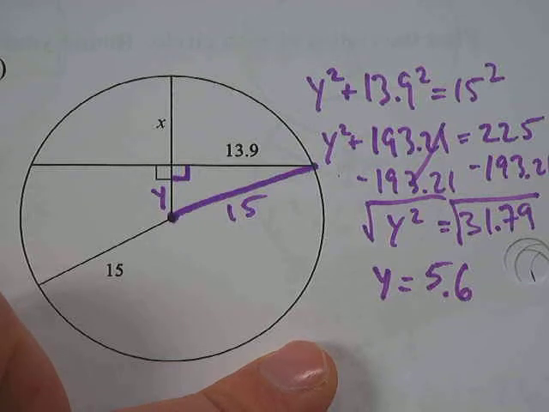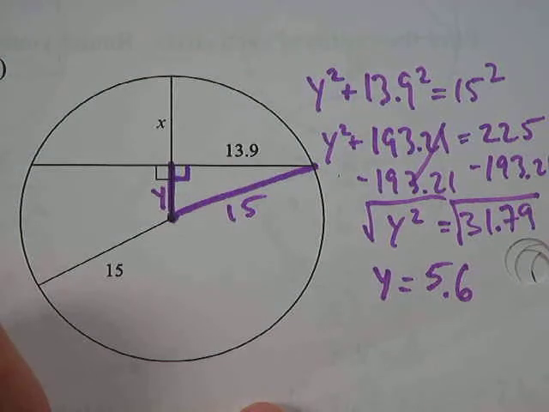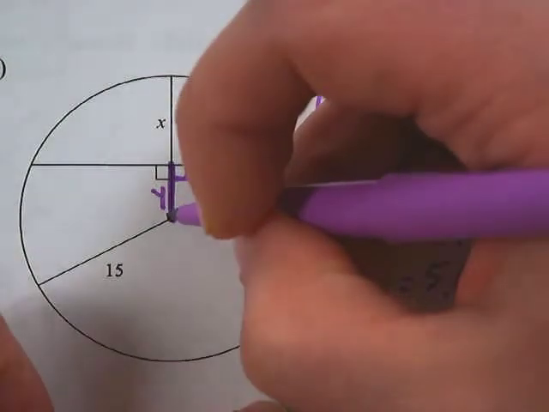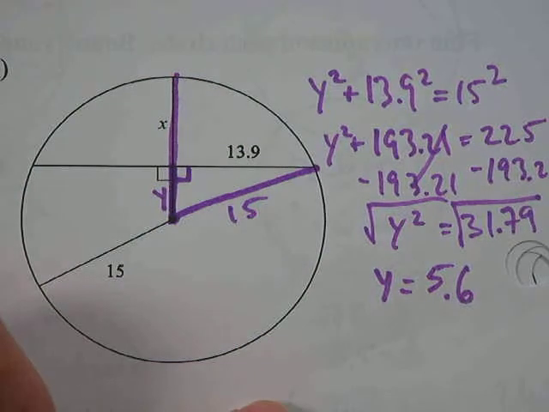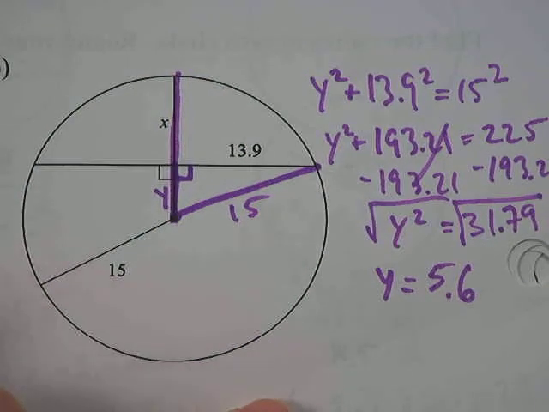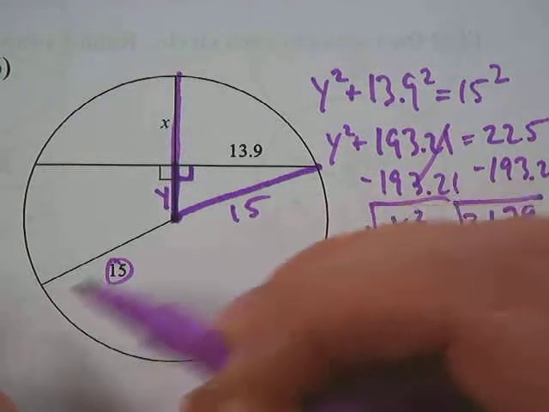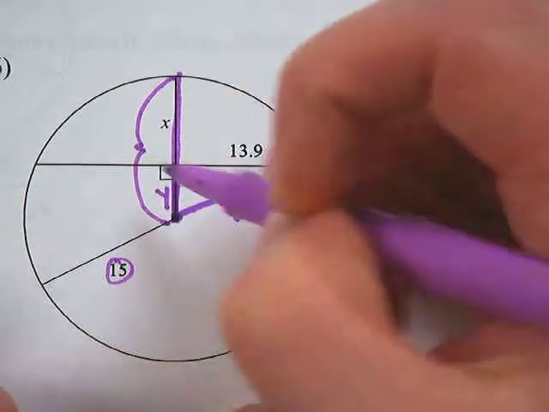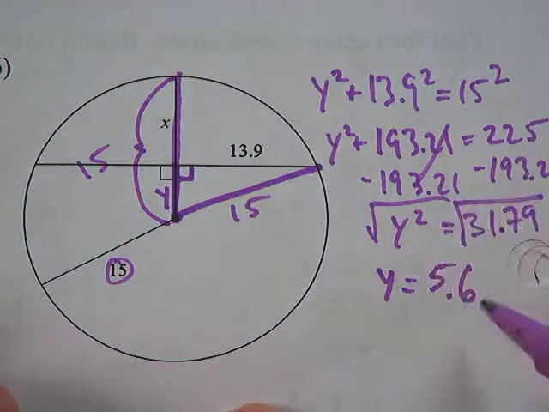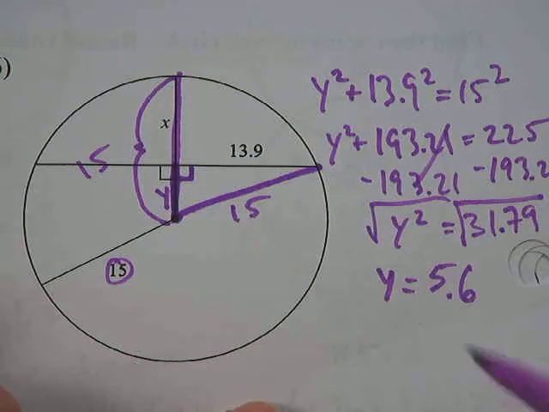Okay, so now we found just this part here, but the way that that helps us is, if you notice, this overall segment is a radius, and the radius of the circle we already determined was 15 from that piece of information. So that tells me that this entire thing here is 15, and if I know just this piece of it, I can subtract and get the piece that I'm interested in, x.